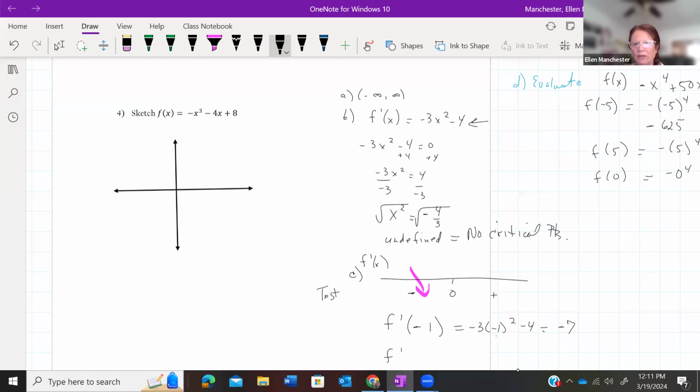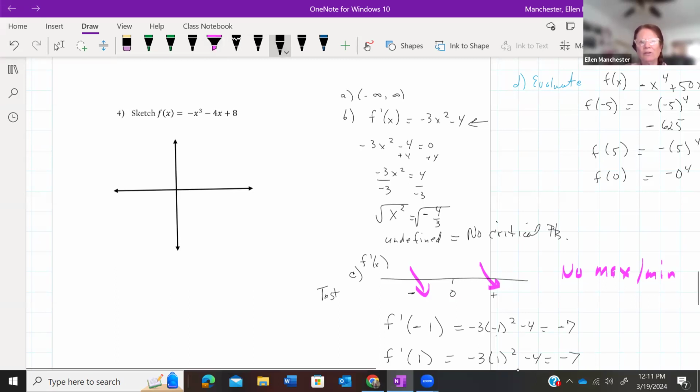Then I'll pick the other interval on the positive side. I can just do +1, and I'm going to get -7 again. So all this means is, even though we know that the slope is going down, we have no critical points. So there's no max or min. But to graph it, we can graph it based on this.